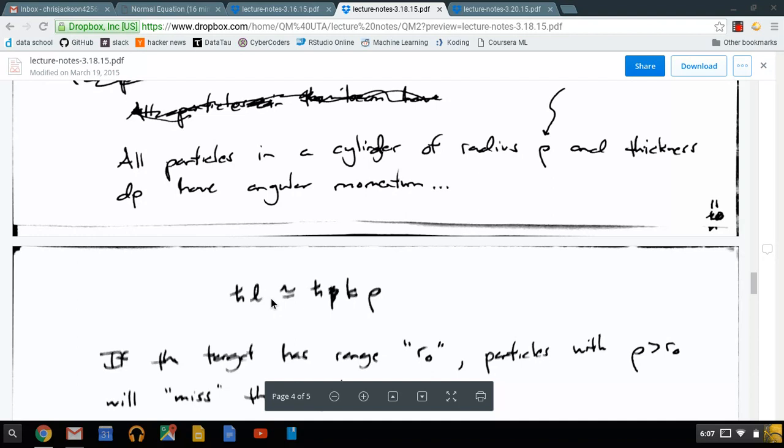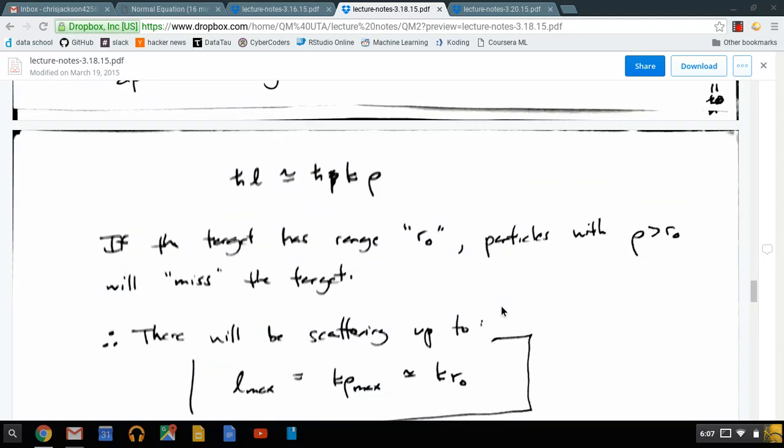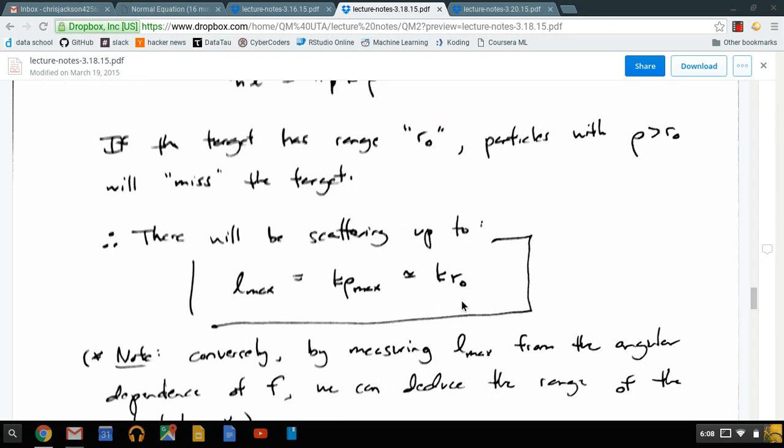And so if our target has some small range, which we call R naught, and we know that particles that have rho larger than R naught are going to miss the target, so they're not going to contribute to the scattering, then we can find that there's some maximum L value. Because of this expression here, where if I drop these h bars, if there's a maximum rho, then that is going to mean there's going to be a maximum L. So that maximum L value is going to be proportional to rho max, and rho max itself is going to be proportional to R naught, the range of the potential.